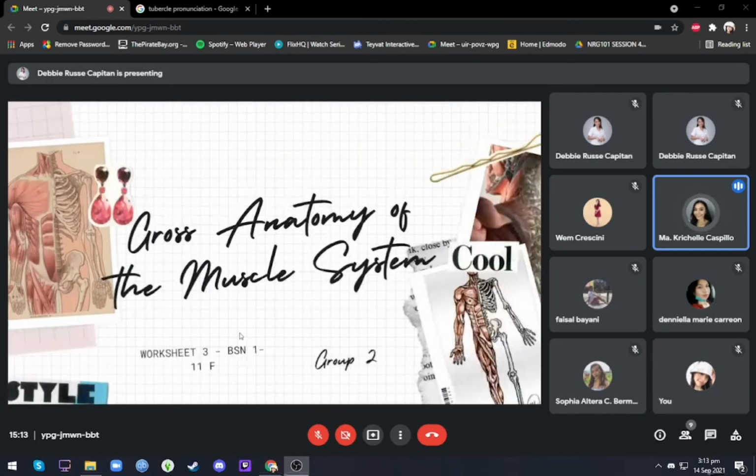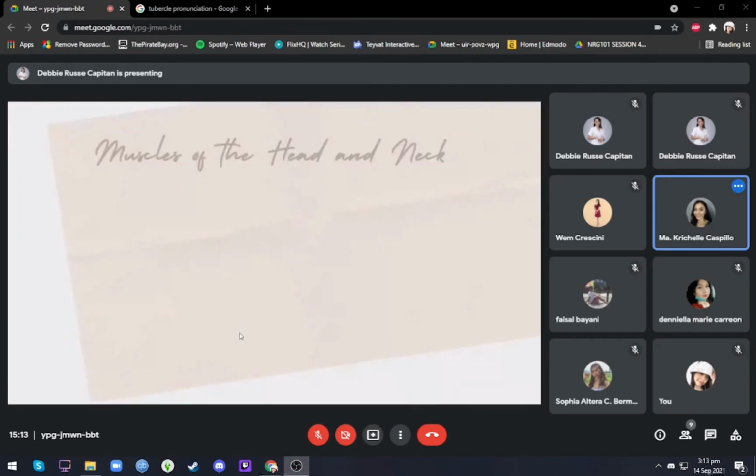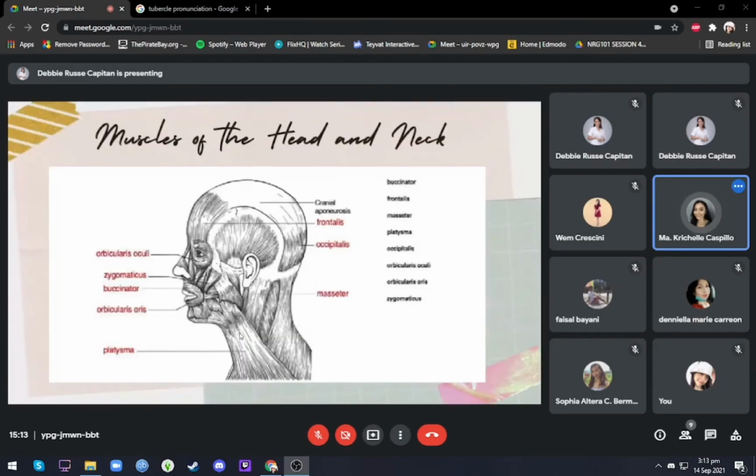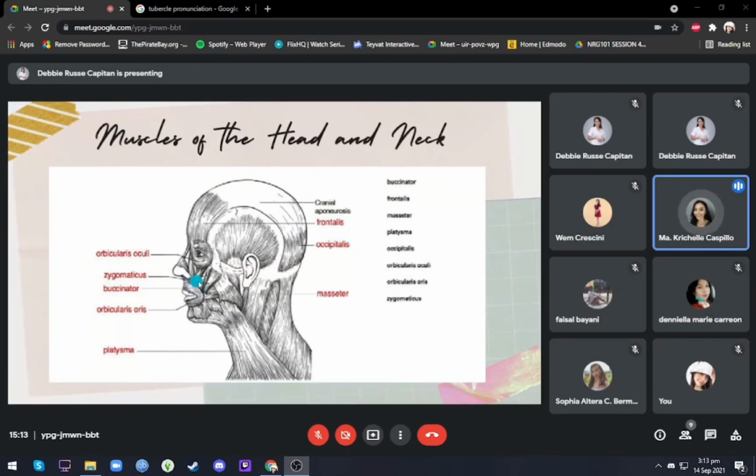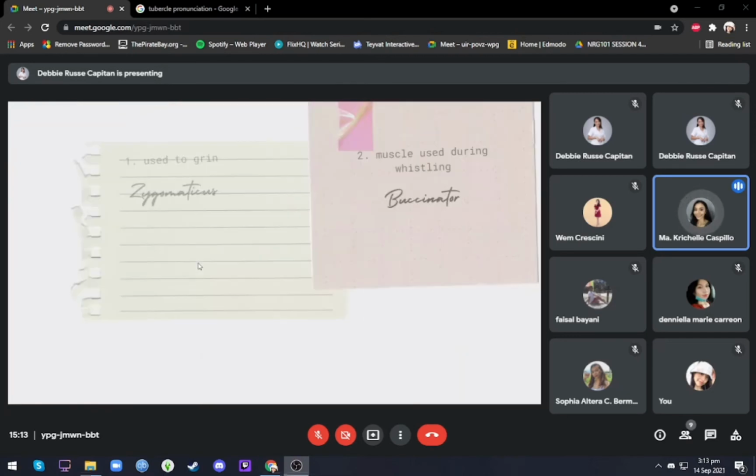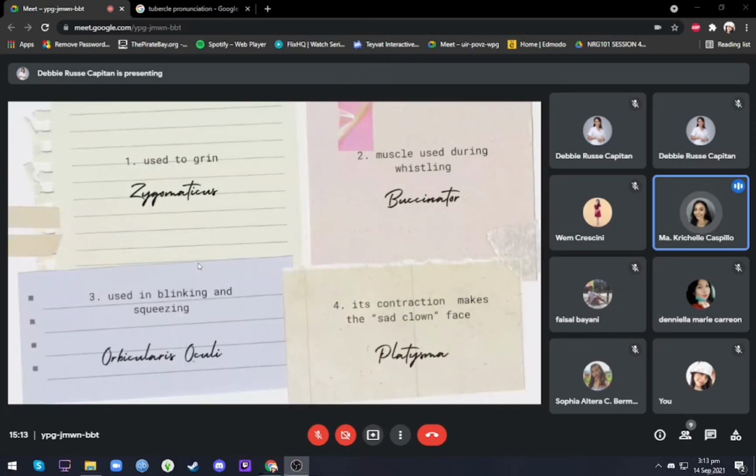gross anatomy of the muscle system. Muscles of the head and neck. As you can see in the picture, this is the frontalis, the occipitalis, masseter, platysma, orbicularis oris, buccinator, zygomaticus, orbicularis oculi. I am passing the floor to Mr. Faisal Bayani.